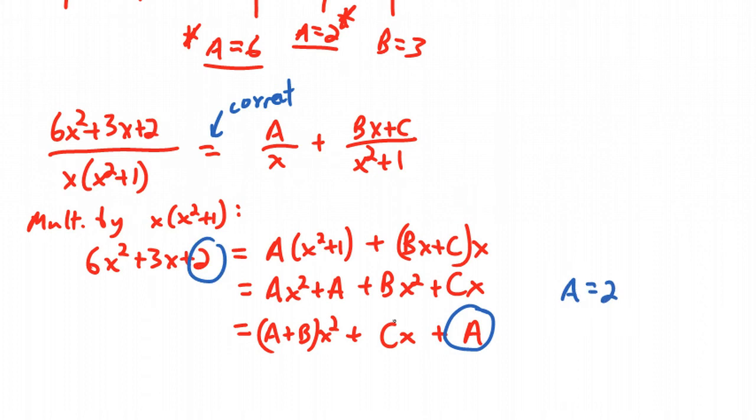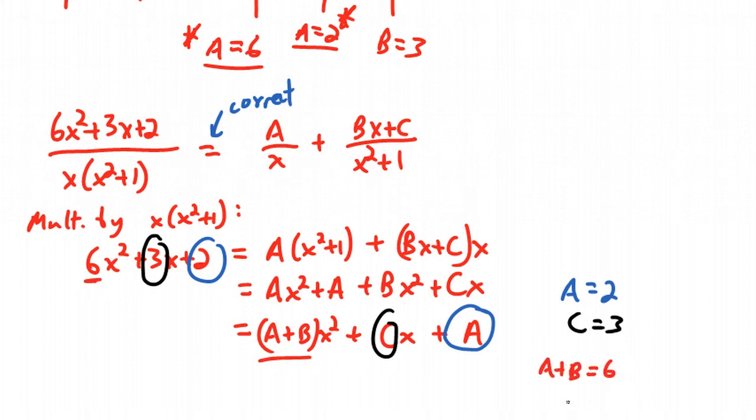And then the c, this c, should be 3, right? C should equal 3. And last of all, what we have is that 6 is equal to a plus b, right? A plus b is equal to 6. So what is b going to be? Well, a was 2, so b will be 4. Okay, so we found our a, our b, and our c.